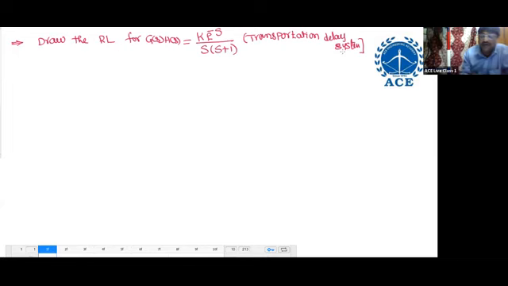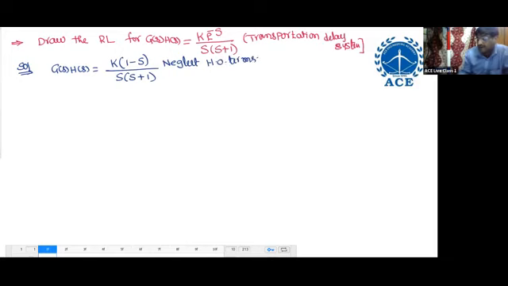So now how to find the stability for this system? Exact stability is not possible here. You have to go by approximation only. Why? Because we need to expand the exponential term. So K e power minus s can be written as K into (1 minus s) divided by s into (s plus 1). Neglect the higher order terms.